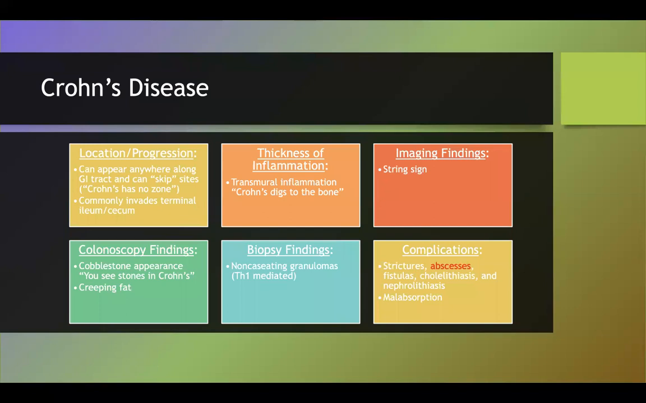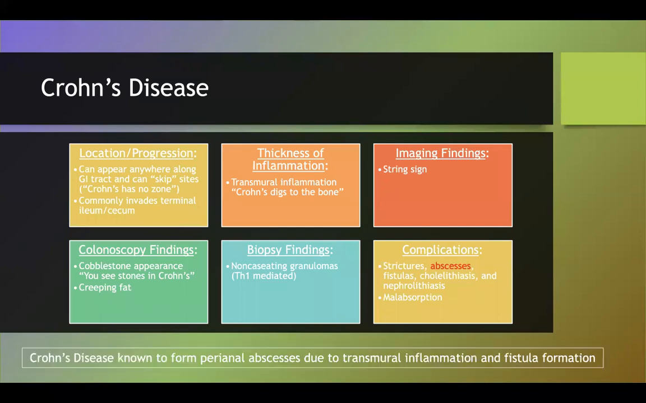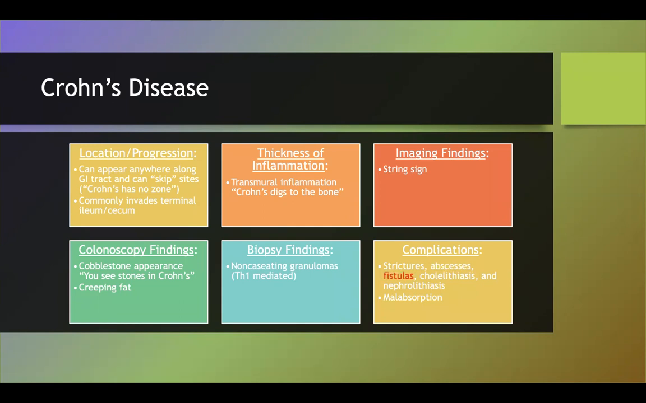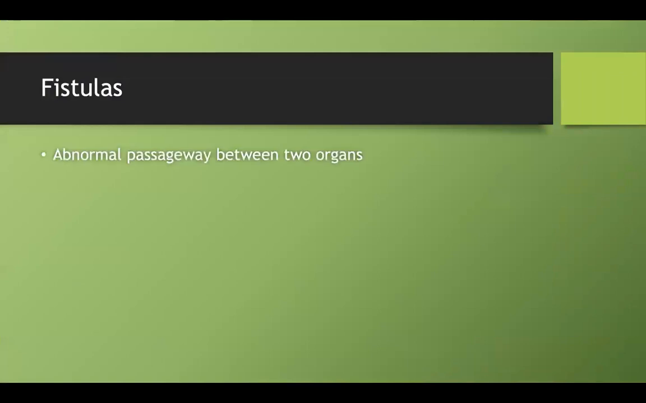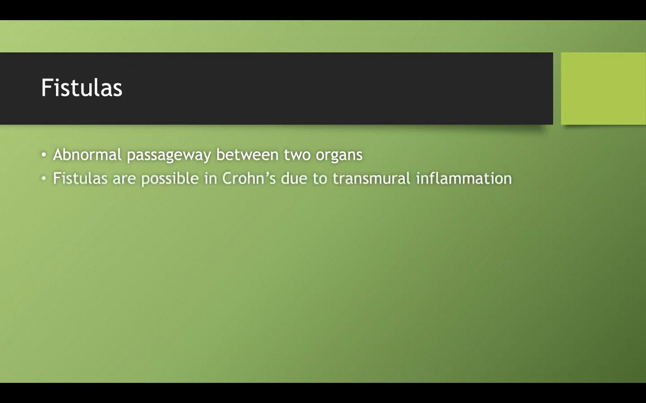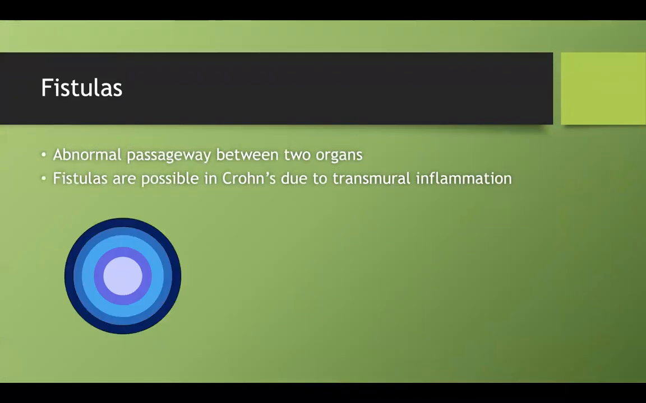Abscesses, I don't have a good slide on abscesses, but just know that because it can infect all of the layers of that GI tract, all 4 layers, it's more prone to fistulas, it's more prone to abscesses. It's a little bit more dangerous when it comes to that. Speaking of fistulas, I do have a nice picture on fistulas. A fistula, if you don't remember, is an abnormal passageway between 2 different organs. And the only reason that fistulas are even possible in Crohn's is because they are able to invade all 4 layers. So again, we have invasion of all 4 layers.